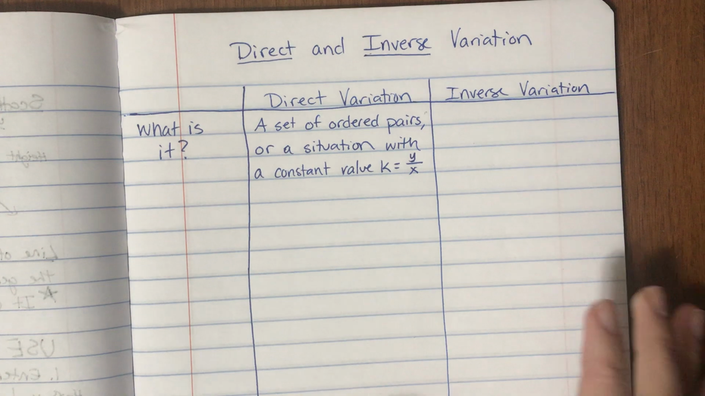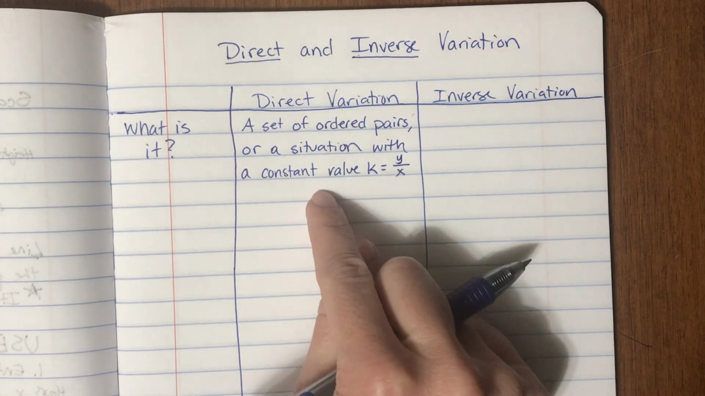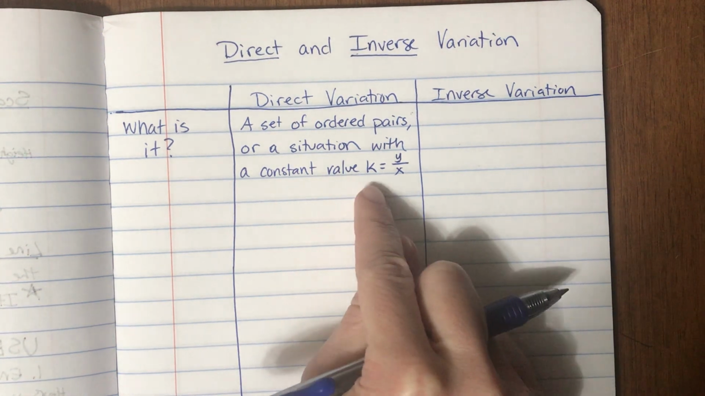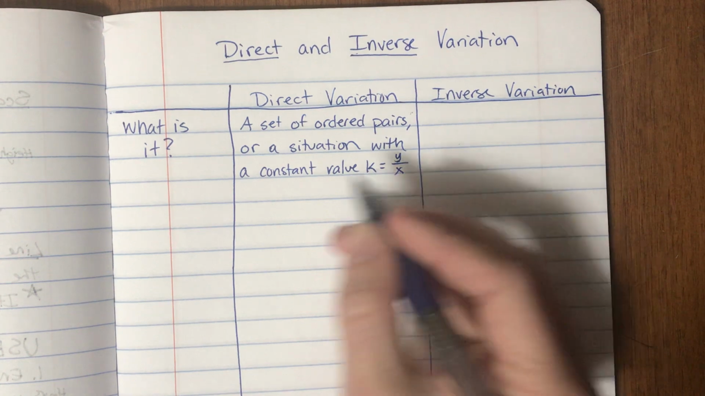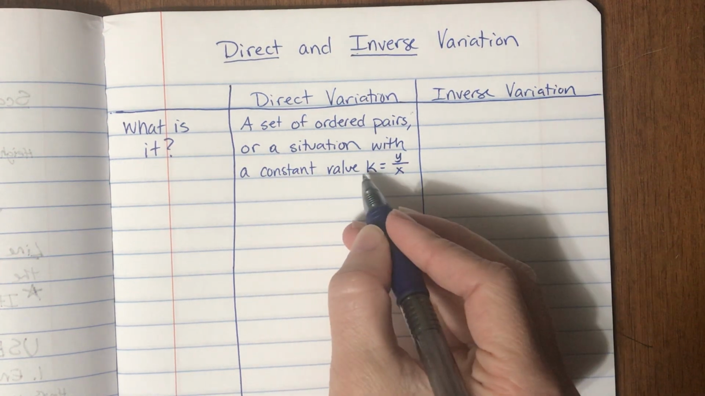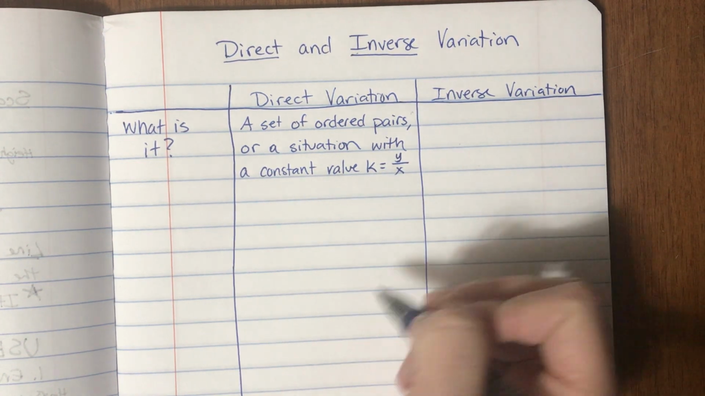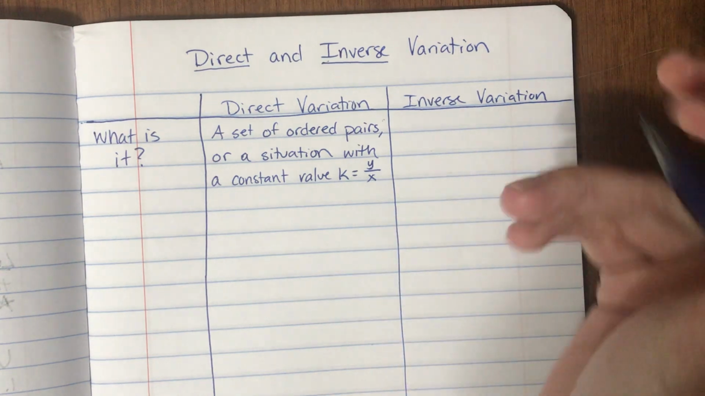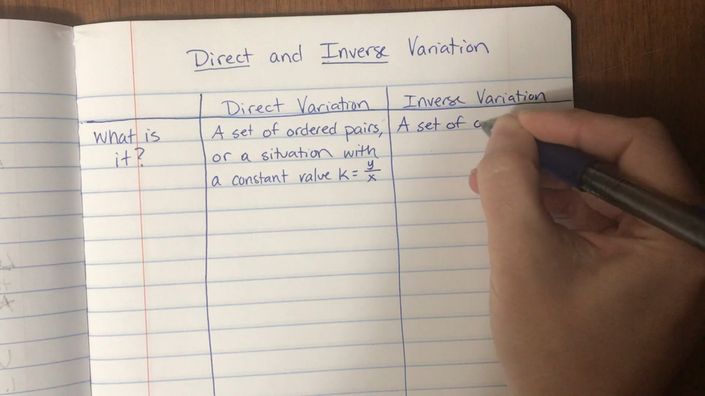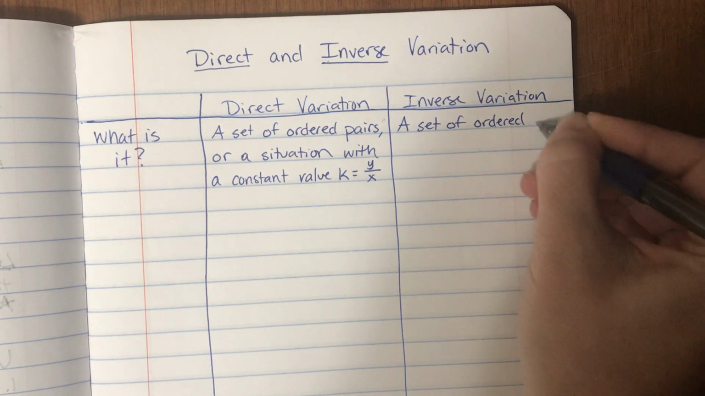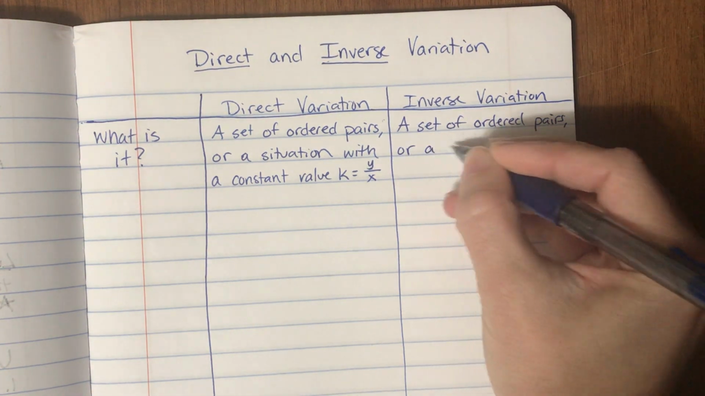We're going to look at what that means in just a second, but get that definition down because we just need to know that this is the pattern. It's when a constant value of k is equal to y over x, and we're just using the letter k to identify a constant. Why we don't use C, I do not know. Just think K for constant. So that's the definition of direct variation. Inverse is very similar. It's a set of ordered pairs or a situation.